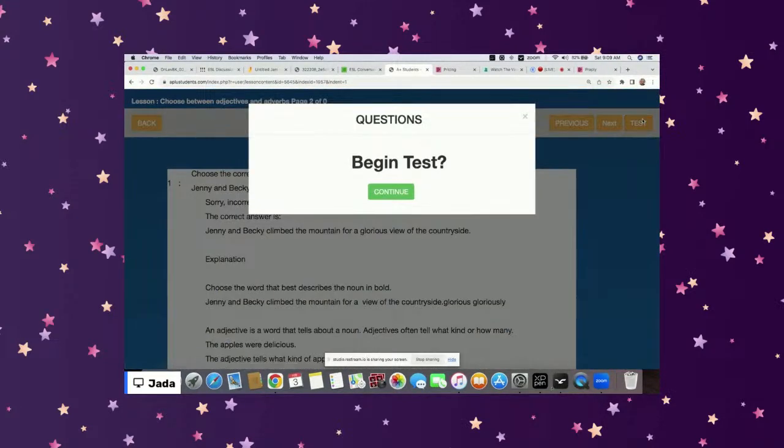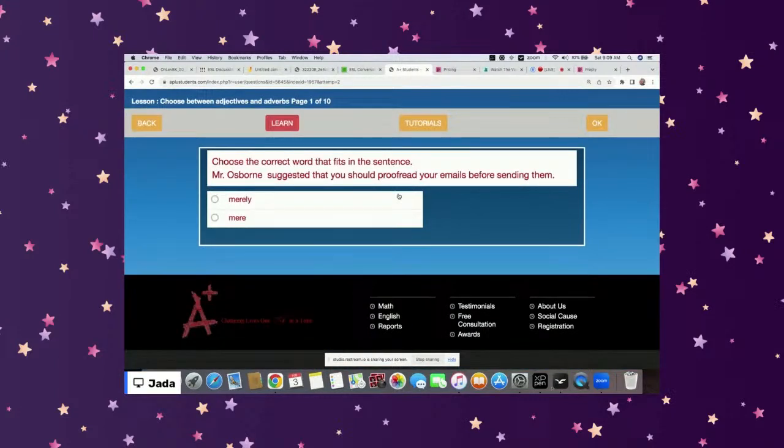So if you know the answer, you can just make it interactive and maybe send your answers on the chat. Choose the correct word that fits in the sentence. Mr. Osborne dash suggested that you could proofread your emails before sending them. So if you know the answer, it can be either one or two. So let's have a few seconds. If you know the answer, okay. Merely suggested. So merely. Now this is an adverb.